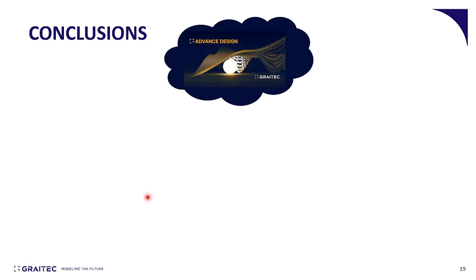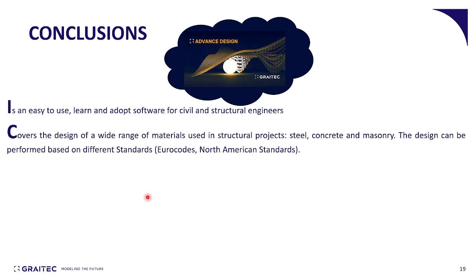We are now moving closer to the end of this session, so I need to wrap up the session and express the major conclusions. So, Advanced Design is an easy-to-use, easy-to-learn and easy-to-adopt software for civil and structural engineers. It covers the design of a wide range of materials used in structural projects such as steel, concrete, and masonry. And the design can be performed based on different standards, both the Eurocodes and North American standards.